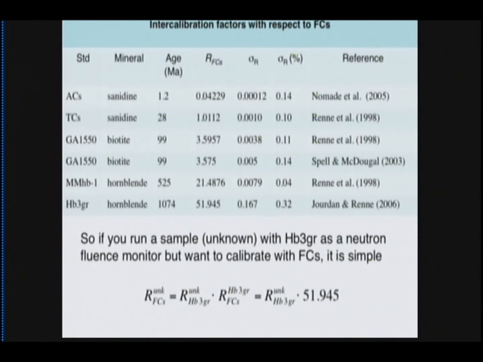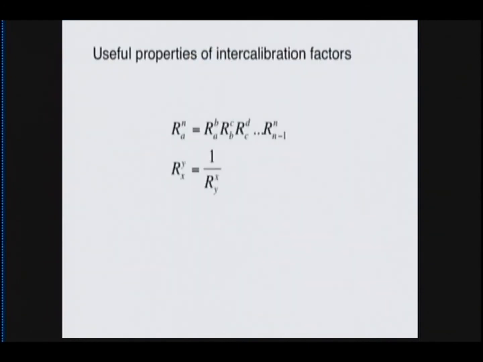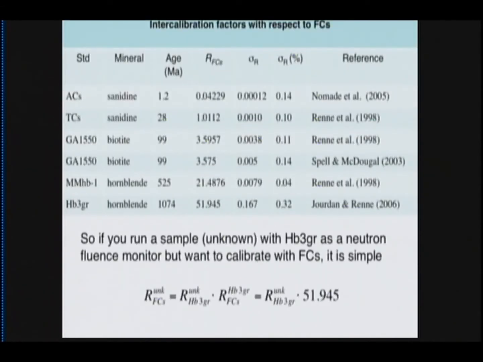So this just brings up a simple point that the R value of any one standard or sample relative to any other can be seen as a series of intermediate steps. So you can just multiply a series of these intercalibration factors together to get the R value of any sample relative to anything else. And for many of these, as I just noted, we have pretty well documented R values.